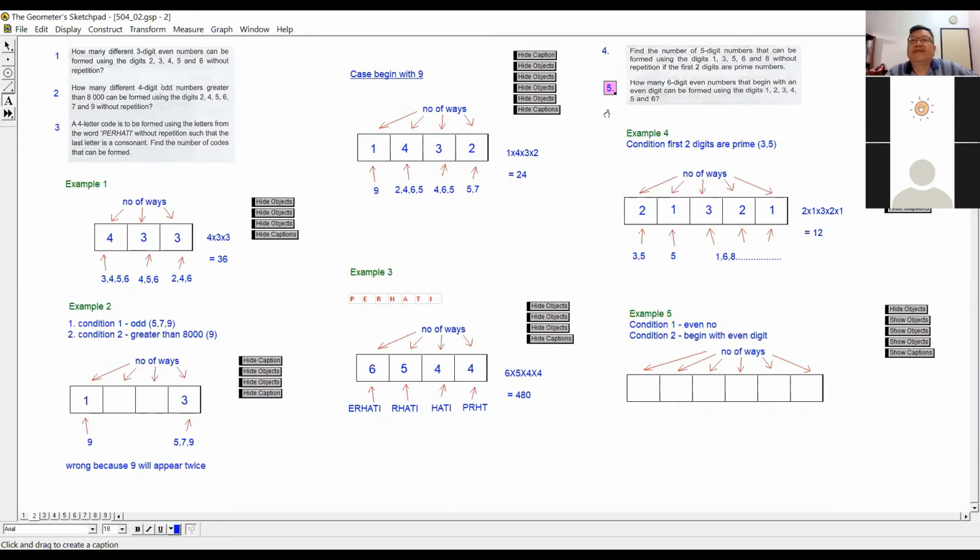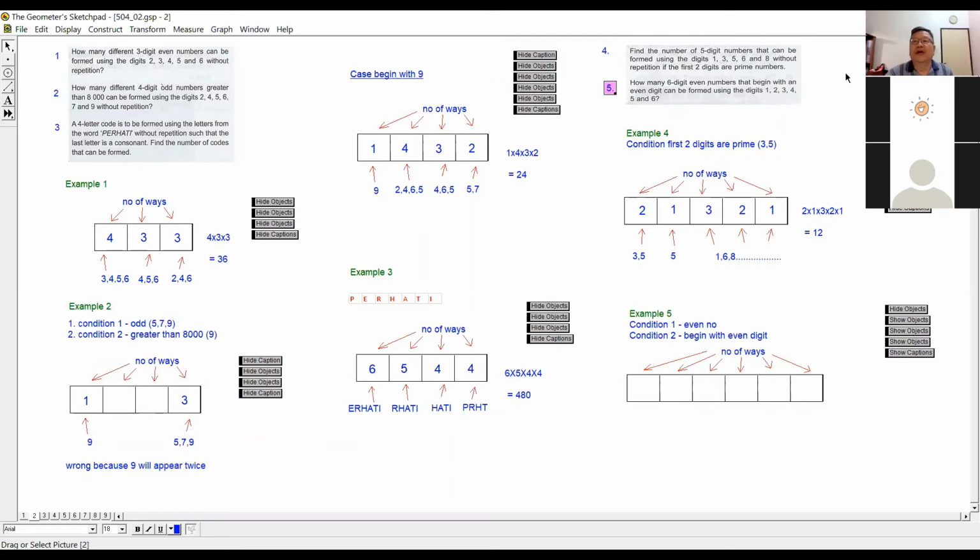Question number 5. How many 6-digit even numbers that begin with an even digit can be formed using the digits 1, 2, 3, 4, 5, and 6?